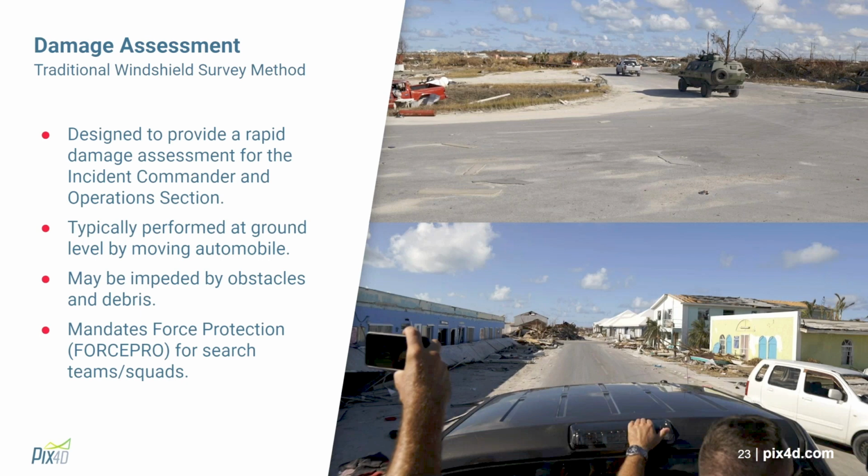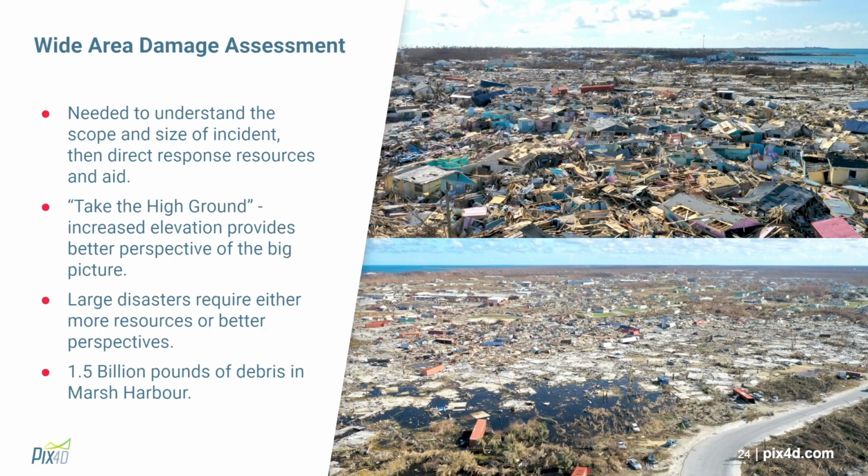Additionally, there's a resource allocation involved, right? You've got all of the professional search teams typically use force protection or force pro, which are law enforcement or security personnel who will accompany them in conducting these operations. And the reason they do that is nefarious things can happen in disasters. I won't get into that right now, but just keep in mind that the resource allocation can make this a very cost-intensive process.